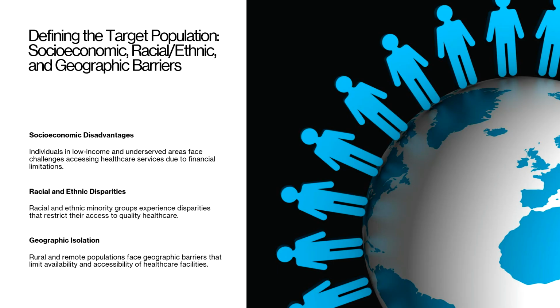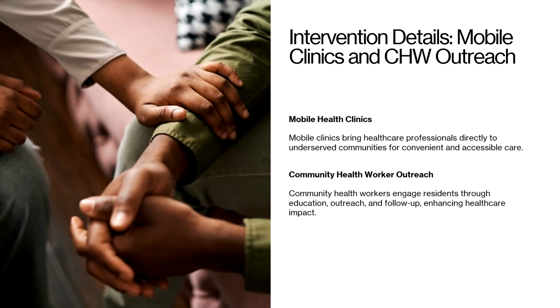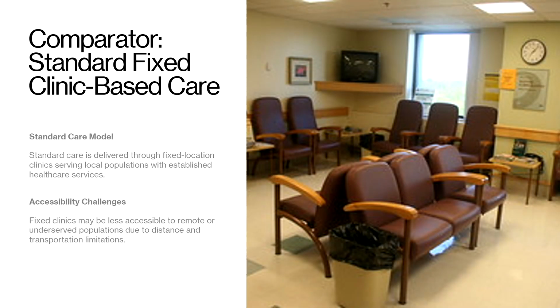The population includes individuals in underserved and rural areas facing socioeconomic disadvantages, racial and ethnic disparities, and geographic isolation, all of which impact healthcare access. The intervention is deploying mobile health clinics staffed with healthcare professionals and supported by community health workers who conduct outreach, education, and follow-up care within the community. The comparison is against the usual standard care, which relies on fixed location clinics that may be less accessible to the targeted populations.